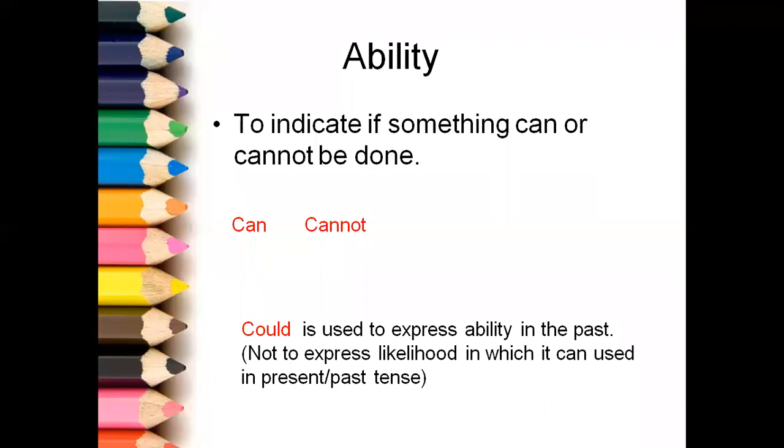Could is used to express ability in the past also. Sometimes you could say, I could sing when I was a child. So could is generally used to talk about ability in the past. Can is used to talk about ability in the present, and cannot is also ability but in the negative sense. So these are the applications of modal verbs in English. I have taught you what modal verbs are. Modal verbs are verbs, but they are helping verbs.